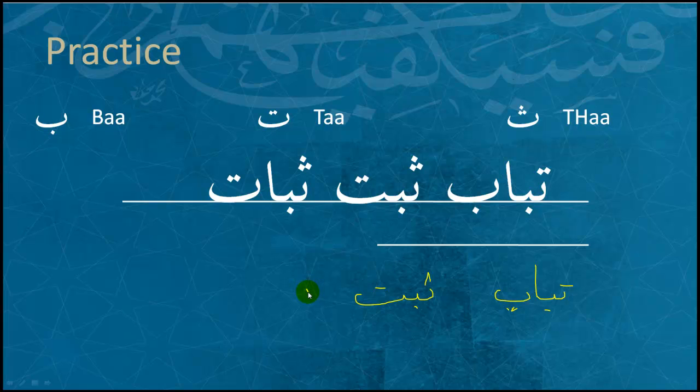Okay, this is the tha. Draw the tooth. Go into the next letter. Draw the connection line. The next letter happens to be a ba. Go into the ba. Draw the tooth. Come back out into the next letter. Next letter is alif. Go right into it, bottom to top, like so.